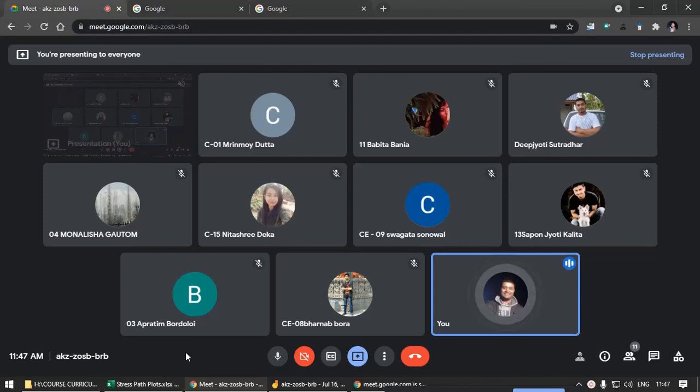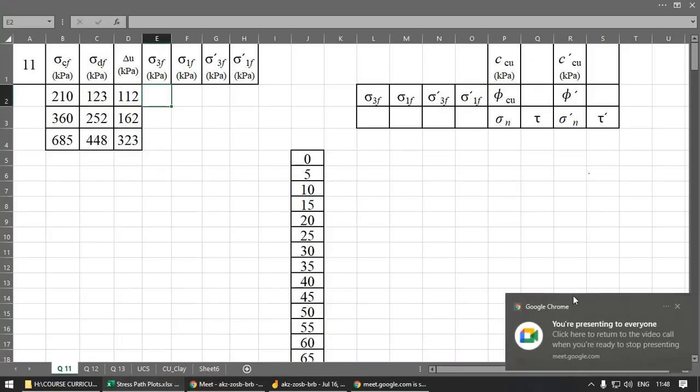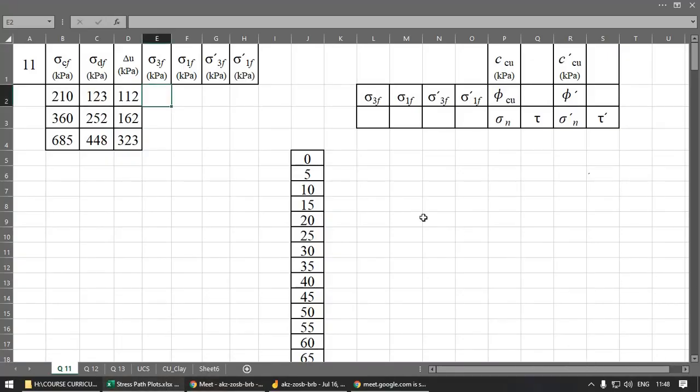I have given some assignment, and as I have seen, most of you have still not attempted it. So I thought I will attempt myself. So the first question is this one, question number 11 of assignment 3, I think.